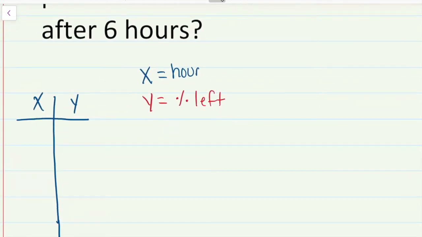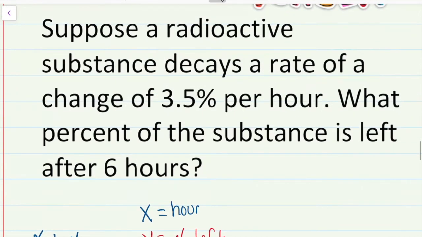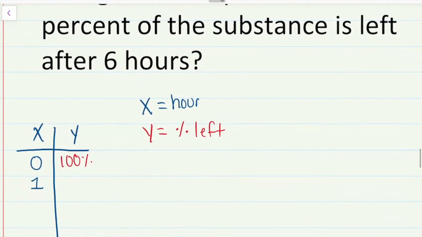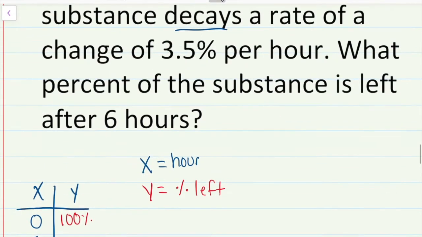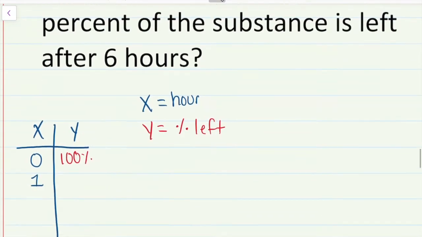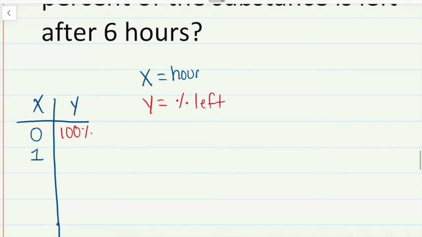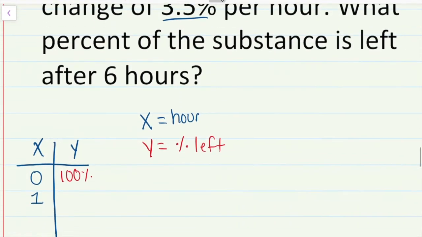So at hour 0, when no time has passed, do you agree that we still have the original amount? We still have 100%. And then what happens in an hour? We're saying that this decays. The word decays means you're losing. It's going down. And it's going down how much, guys? It's going down 3.5%. So what's 3.5% of 100?